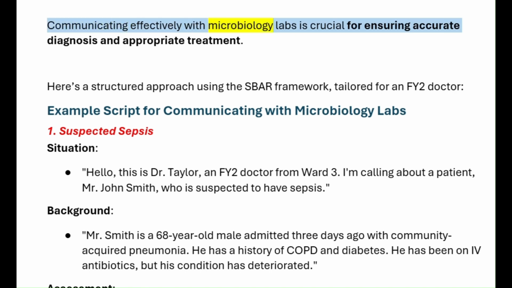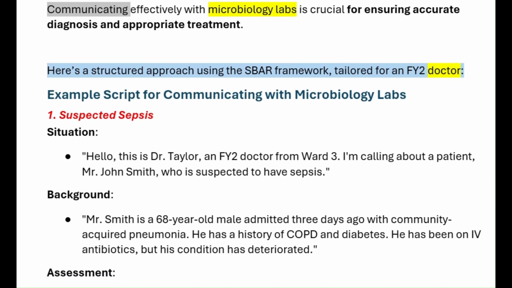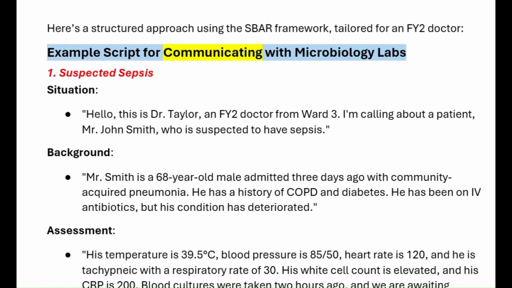Communicating effectively with microbiology labs is crucial for ensuring accurate diagnosis and appropriate treatment. Here's a structured approach using the SBAR framework, tailored for an FI2 doctor. Example script for communicating with microbiology labs.